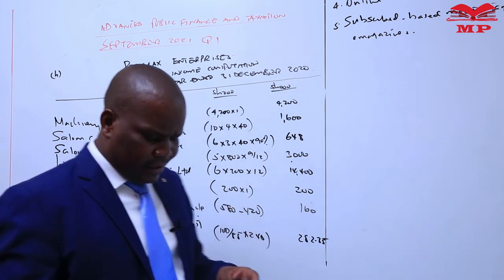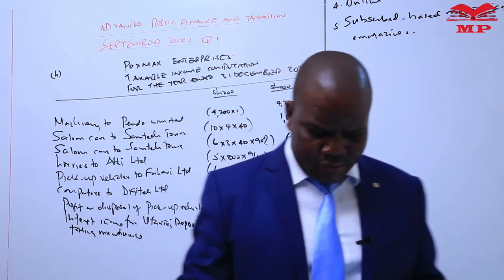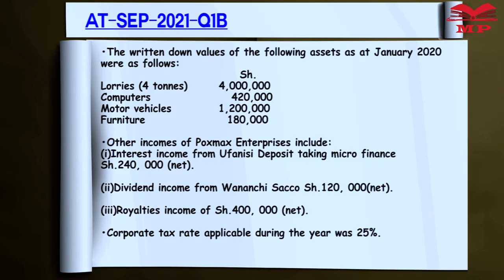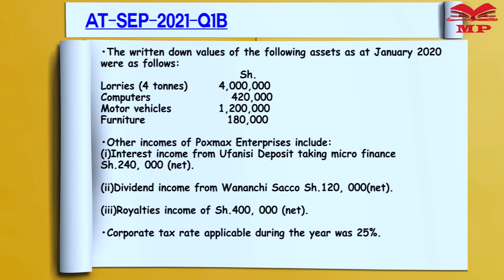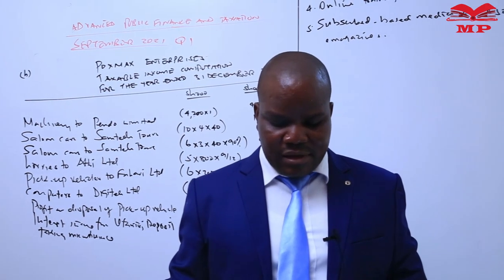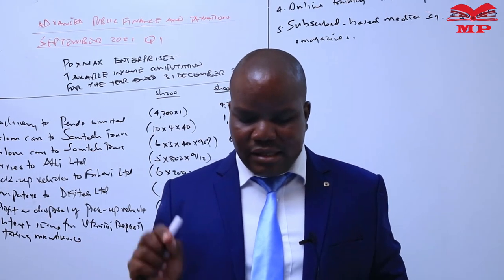82.35. We look for any other income. We move to note three bullets. Three still. Dividend income from one inch circle of 120,000 shillings net. Net again means after withholding tax has been deducted. Now, this is dividend income and it is from one inch circle.